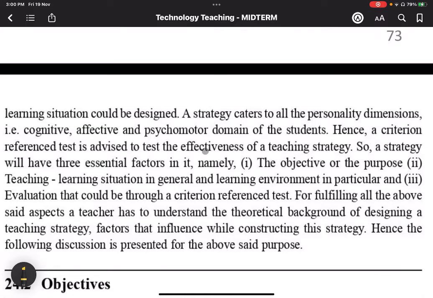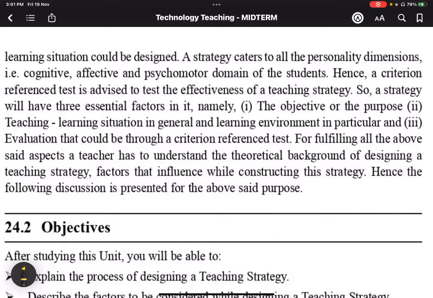And also, what are the three essential factors that affect the formulation of teaching strategy? Namely, these are the objective or the purpose, teaching learning situation, and the evaluation. So fulfilling all the above said aspects, a teacher has to understand the theoretical background of designing. So we will be discussing this theoretical background for this entire lesson.